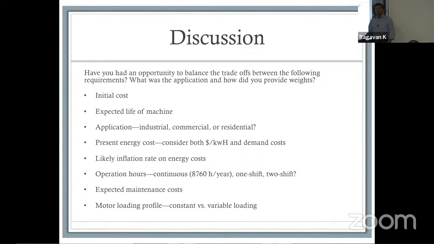In your design process, what is the mechanism you think could be effective? You're talking about cost, life, application, energy cost, inflation cost, operational hours, maintenance cost, and loading profile. So there are a lot of variables from the structural side that we have to deal with. Do you have any thoughts on what you think is an effective mechanism? Don't feel pressured.